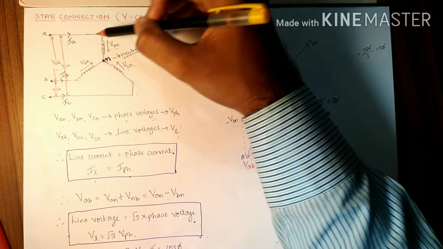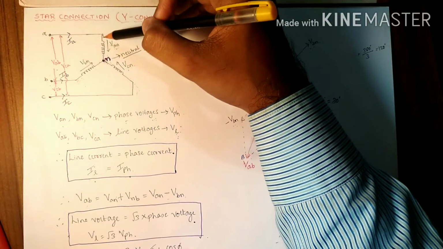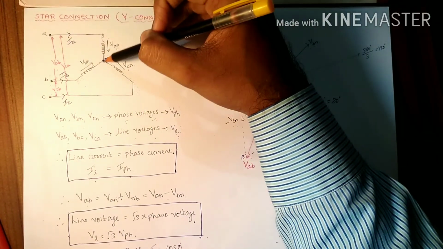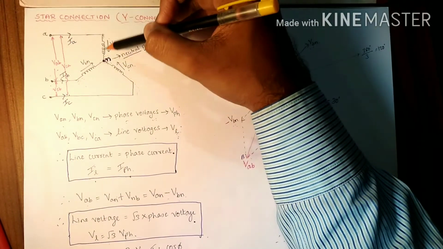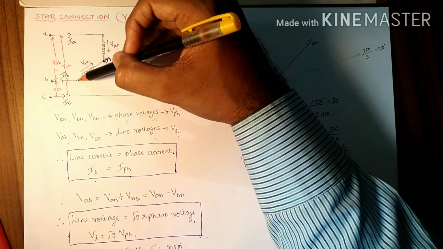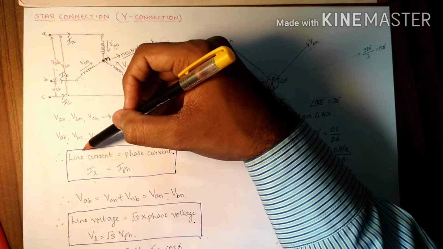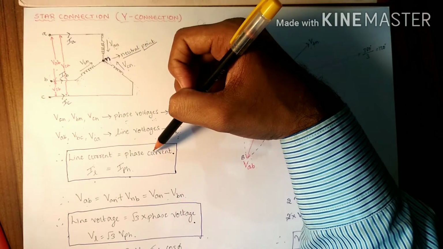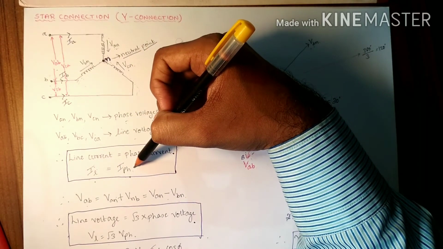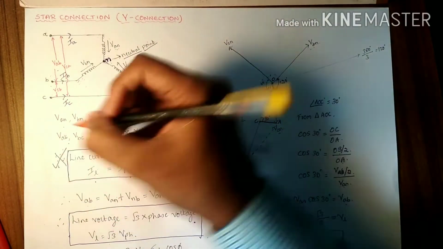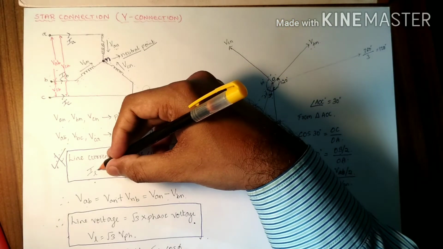So line current IA is also equal to phase current. So because this is the same path, so line and phase is in series here. So current remains same in line as well as phase. Similarly, IB remains same from line to phase, IC remains same from line to phase. Therefore, for star connection, line current is equal to phase current, or I can write IL is equal to I phase. So very important, for star connection, line current is equal to phase current, that is IL is equal to I phase.